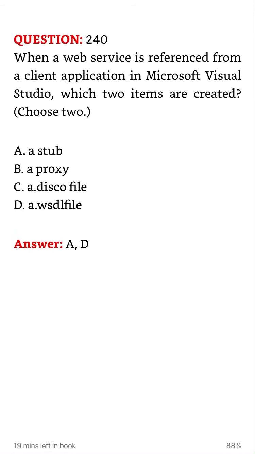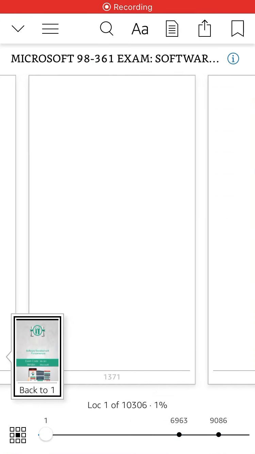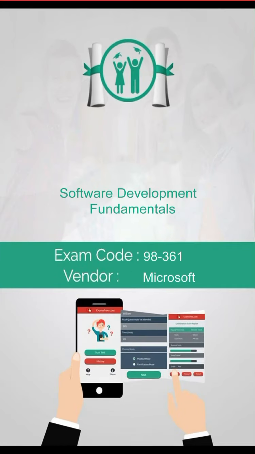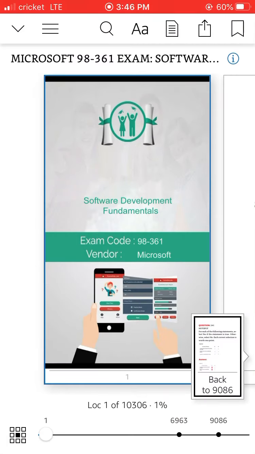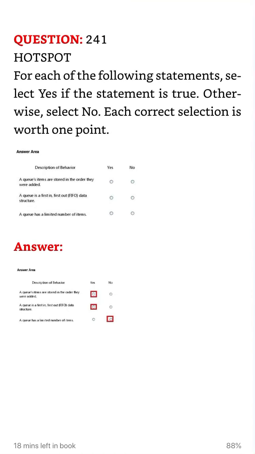All right, question 241. This is part 5 of the Software Development Fundamentals Exam Code 98-361 review. So, hotspot. For each of the following statements, select yes if the statement is true, otherwise select no.